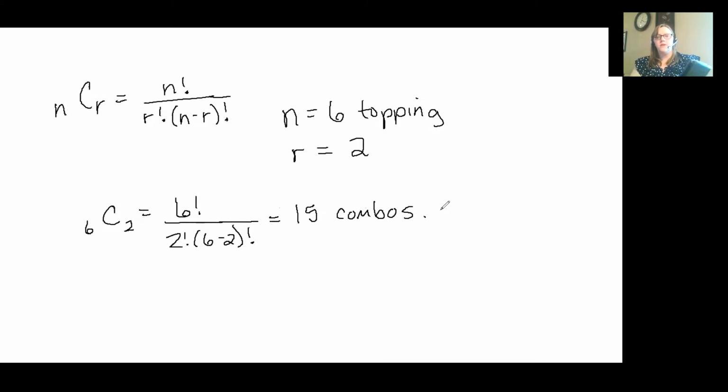All right, so let me show you again how to do that on your calculator. We want 6, because there are 6 total options. Go to your math button, go over to PRB, down to nCr, hit enter. We're choosing 2 of those toppings, so hit 2, and then hit enter again, and there you go, you got 15. All right, so now we're going to look at a different one.